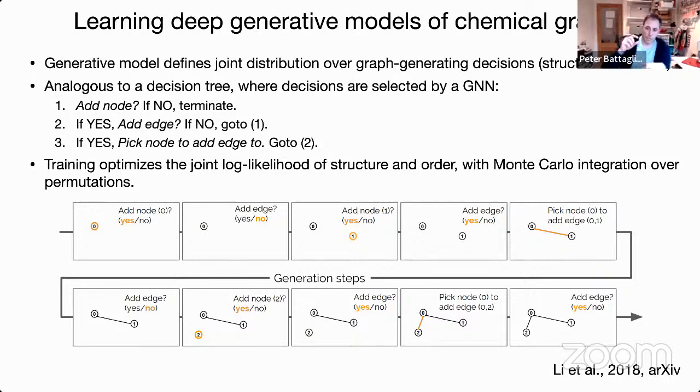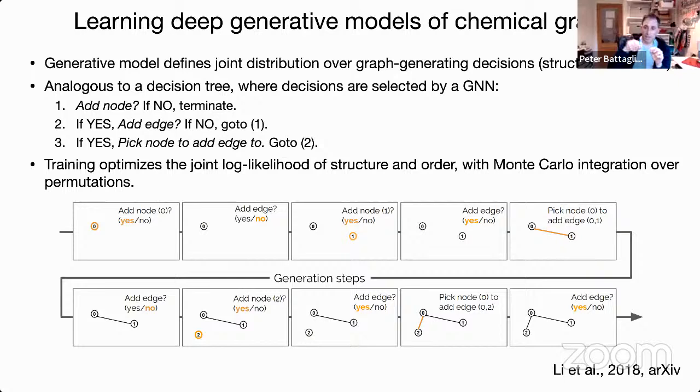It's deciding, do I add a new node? So now instead of doing vertices and then faces, it's going to interleave these. So it's going to say, should I add a node? If no, then it's done generating that molecule. But usually it'll say yes. And then if yes, do I add an edge between this node and another node, like another atom in the graph? If no, then it's done connecting that atom with bonds to other atoms, and it just goes back and decides whether it's going to add another atom.